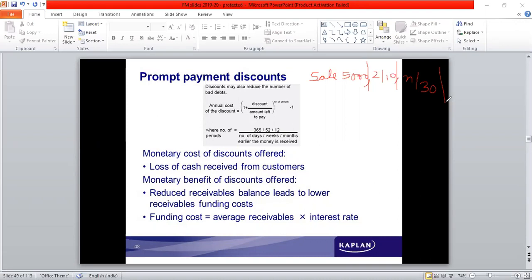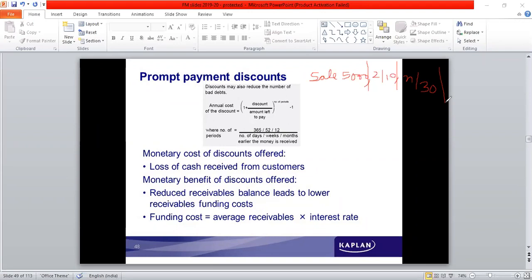So in a year of 365 days, if we convert that 2% to a one year period, what is the cost of discount? Annual cost of discount. That's the logic there. The formula is 1 plus discount, where discount here is 2, divided by the amount left to pay, the whole thing to the power of number of periods, minus 1.